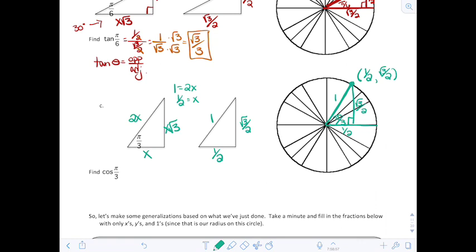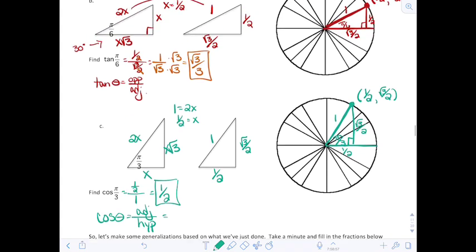Okay, the cosine of pi over 3 would be the cosine of 60, and we know that cosine of theta is equal to adjacent over hypotenuse. So for this case, we would have adjacent, which is 1/2, over a hypotenuse of 1, so the cosine is just 1/2, and that will always be the cosine of 60 degrees.